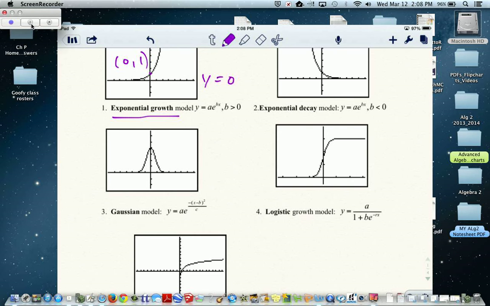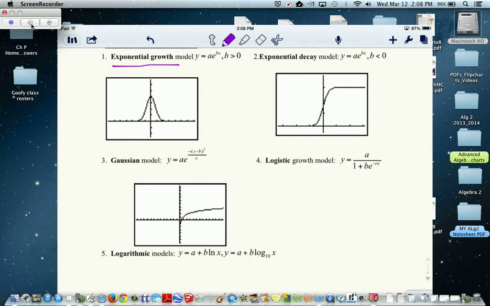As far as the Gaussian and logistic models go, I would say just be aware of them. Know how to solve for maybe x in both cases. You can see those examples on the 3.5 worksheet. There are a couple of examples there. You would be responsible for those on the exam, how to solve for x.